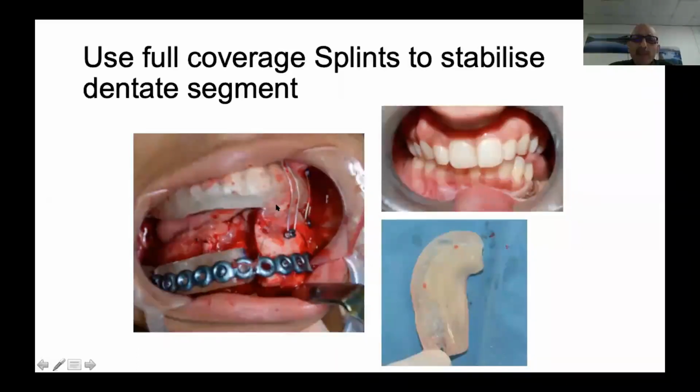And that prevents torquing of the mandible at the time of plating and gives the correct position of the reconstructed segment. So this is very important while doing. These are the full coverage splints, which we prefabricate preoperatively to avoid the torquing of the mandible and the segment and avoiding inappropriate outcomes.